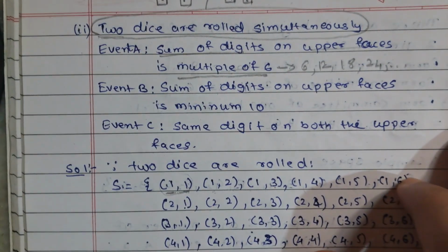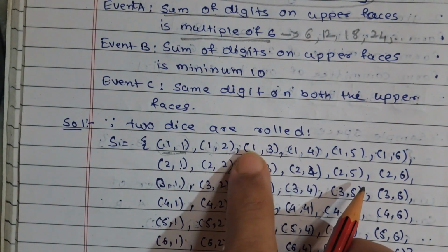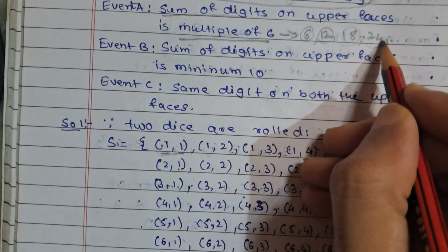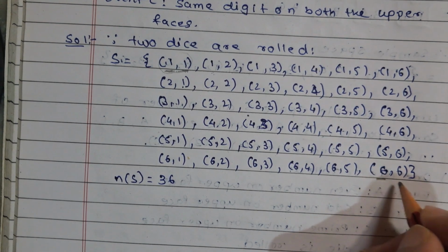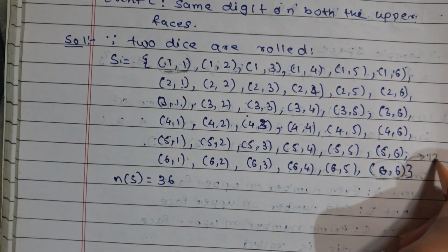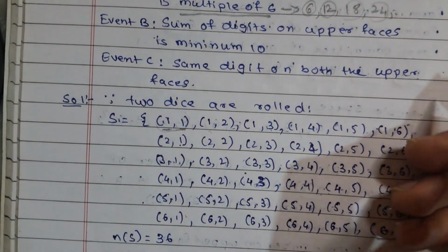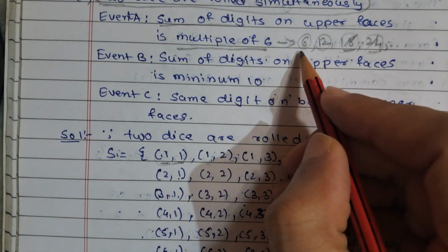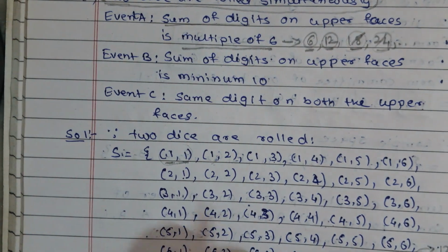So I need to directly target the upper face values which, when added, give me 6 or 12. Do you think 18 and 24 are possible in the first place? If you see, the maximum pair is 6 comma 6, and if I add these two, I will get 12. So 12 is the maximum possible value. That means there is no way I can get 18 or 24. So I just need to target the values which will give me 6 and the values which will give me 12 when they are added.